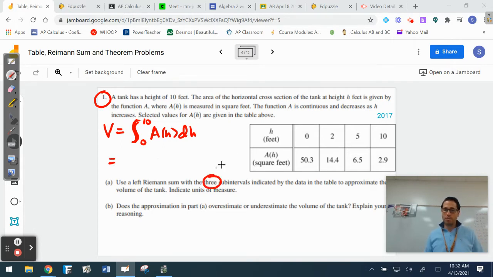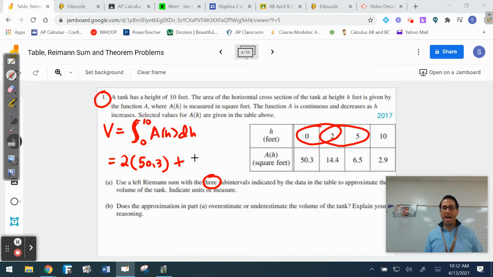But using LRAM, what's LRAM again? 3 subintervals, right? Here's my first subinterval from 0 to 2. It means it's going to have a rectangle that has a width of 2, so it's going to be 2 times. Now remember, if it's LRAM, you use the left side. So it would be A of 0, and A of 0 would be 50.3. Plus, let's go to the next one.